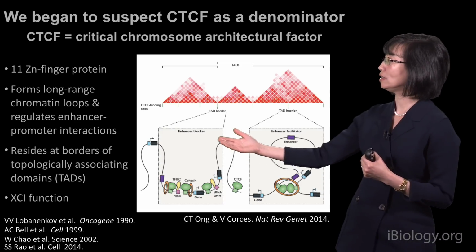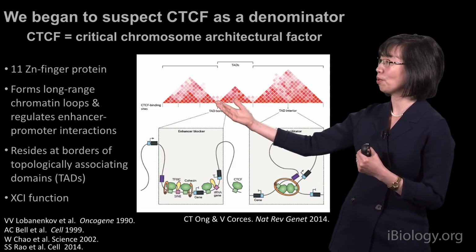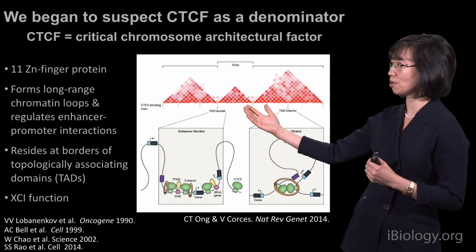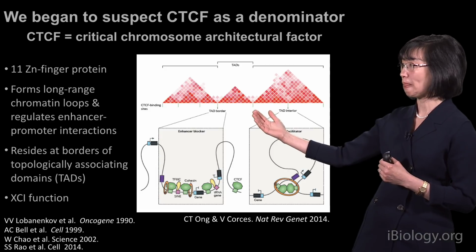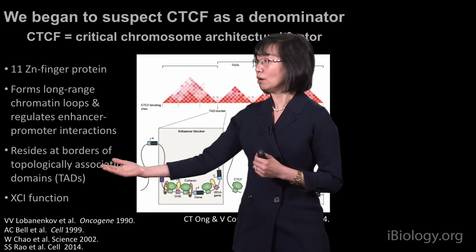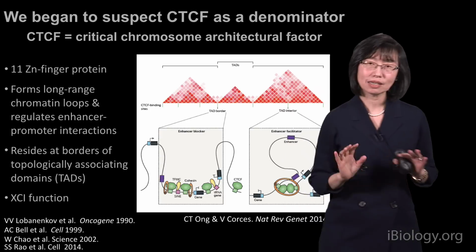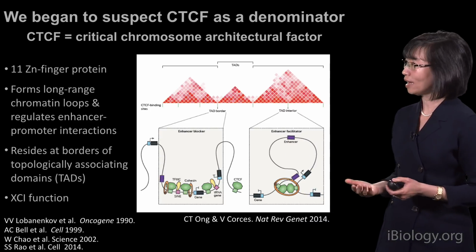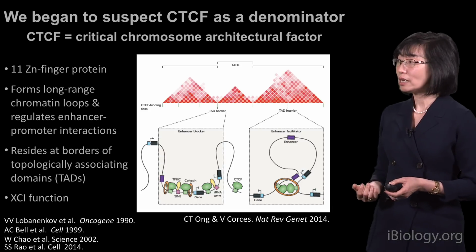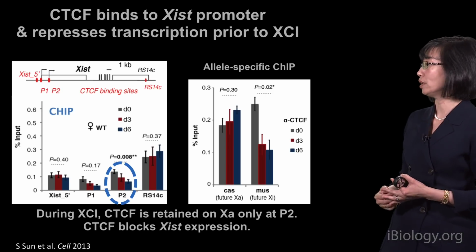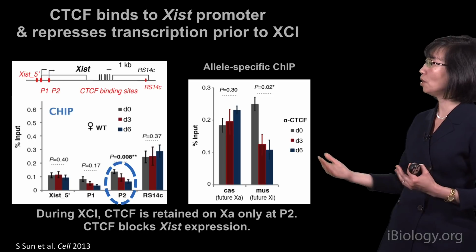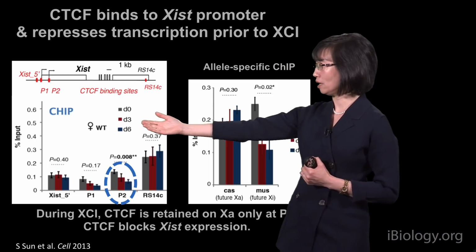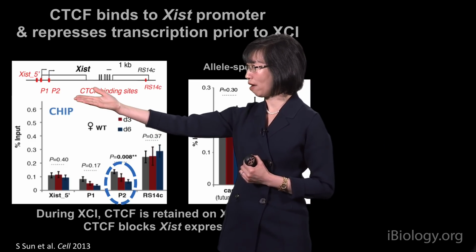And more recently, CTCF has been shown to reside at the border of these chromosomal topological structures called TADs. And I'll say a lot more about that in lecture number 3. Okay, but importantly, we've known for quite some time that CTCF occupies discrete positions at the X inactivation center and plays an important role in a number of different processes. So, for example here, CTCF binds to the Xist promoter at a number of positions that are shown here in red.